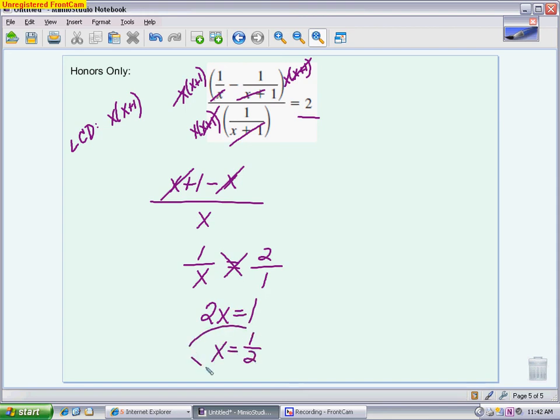We still want to make sure that we can plug a half into all the denominators, which we can, so it is not extraneous. And this is the last type of problem that you have to be able to do.